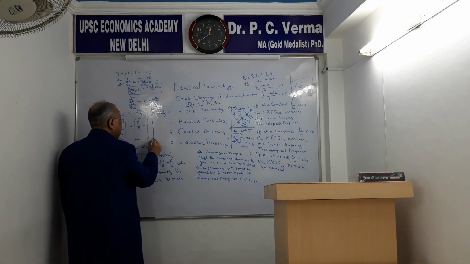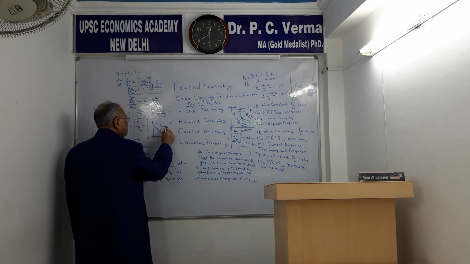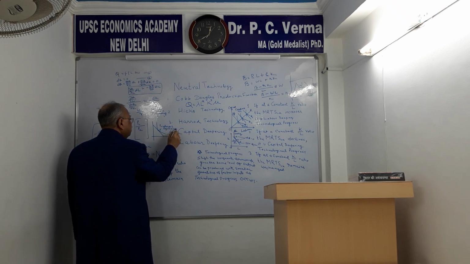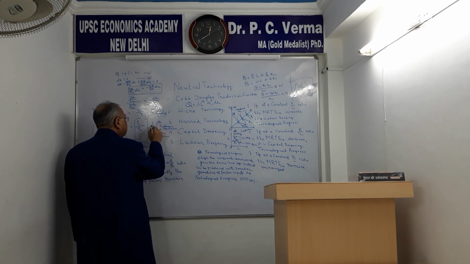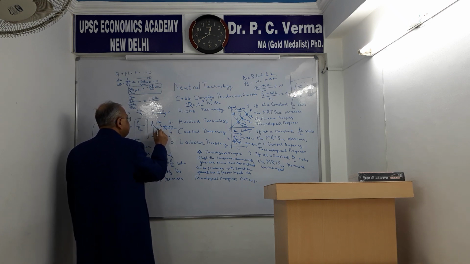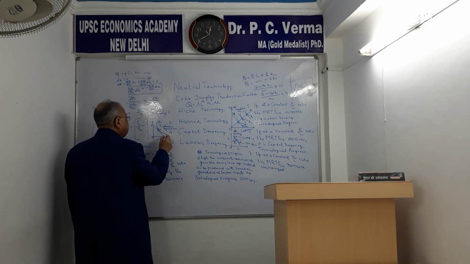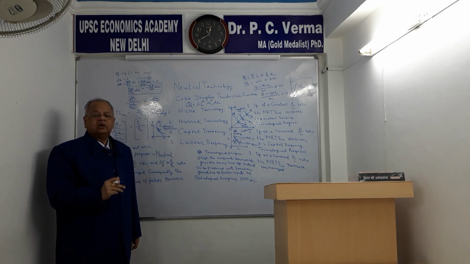Look here, I am drawing producer's equilibrium. This is the budget line and this is the isoquant. This is producer's equilibrium. This point E is producer's equilibrium.